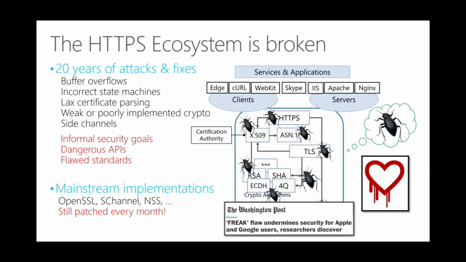But there have been other kinds of bugs too that are independent of implementations. There have been design flaws in the protocols, and all the mainstream implementations have been subject to these flaws. OpenSSL is the most widely used implementation, but Microsoft's S-channel is also very widely used. There's NSS from Mozilla. There are others, BoringSSL, things that have forked from OpenSSL. All of them have been attacked and get repeatedly patched.